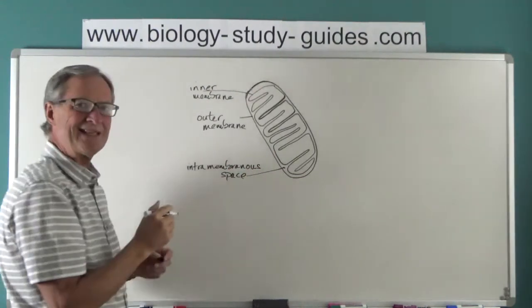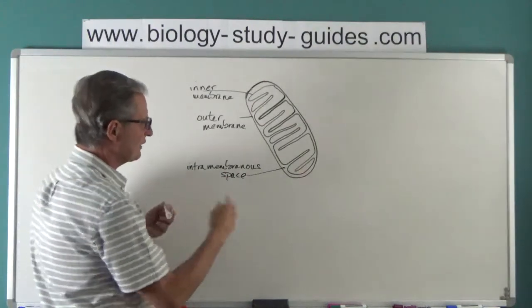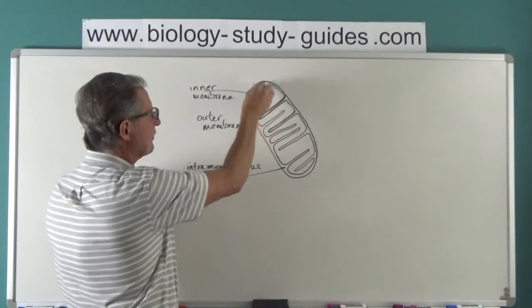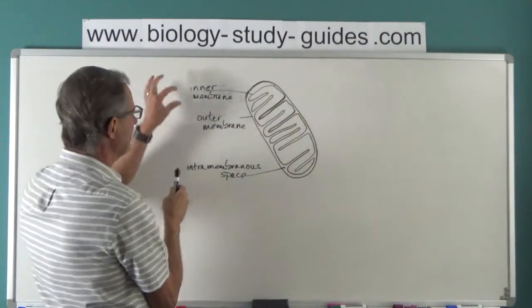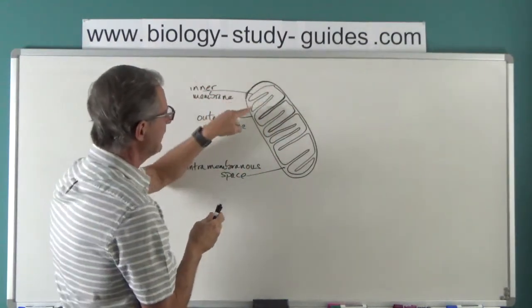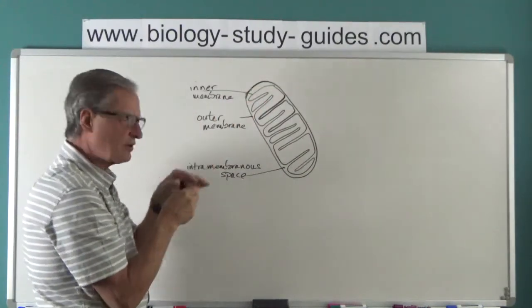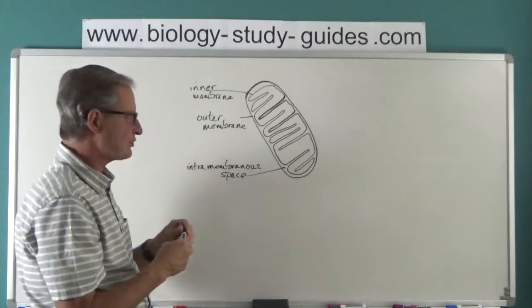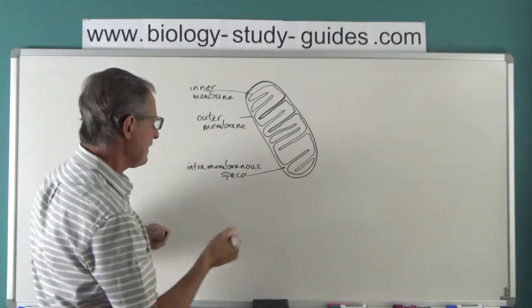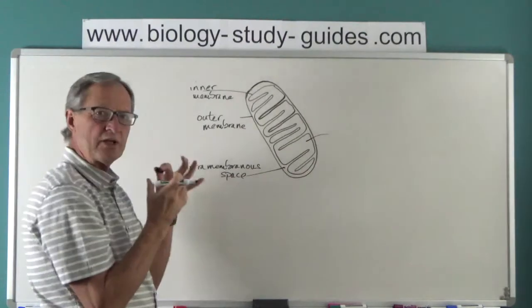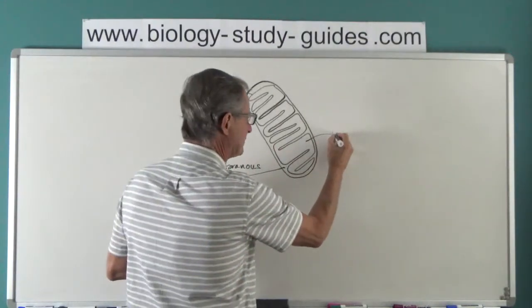Typically it's quite thin, it's quite narrow, so the outer membrane is really quite close to the inner membrane all the way around the edges, and where the inner membrane folds and comes against itself inside, the intermembranous space there is quite a narrow strip as well. And the other space is inside here, in the middle of the inner membrane. It's called the matrix.